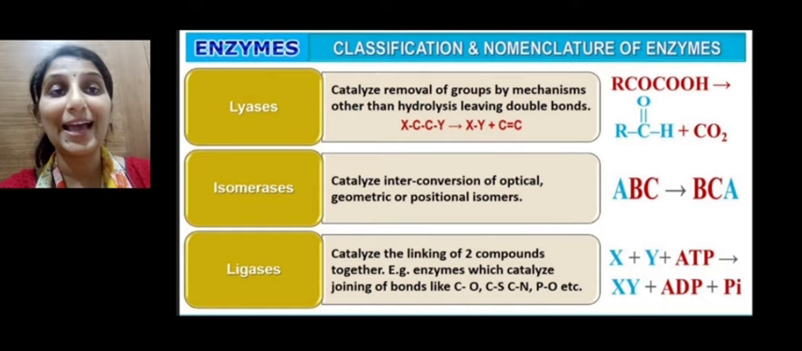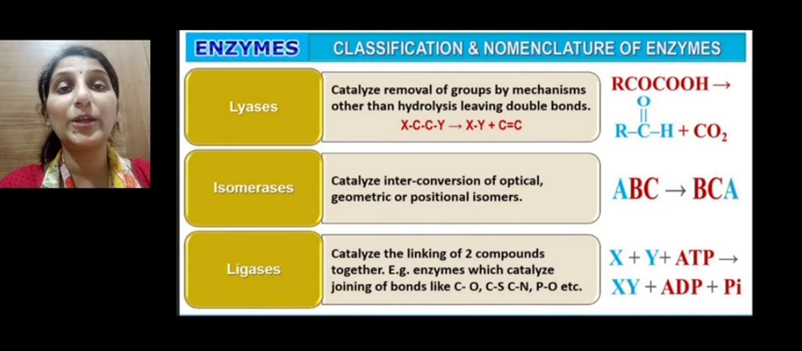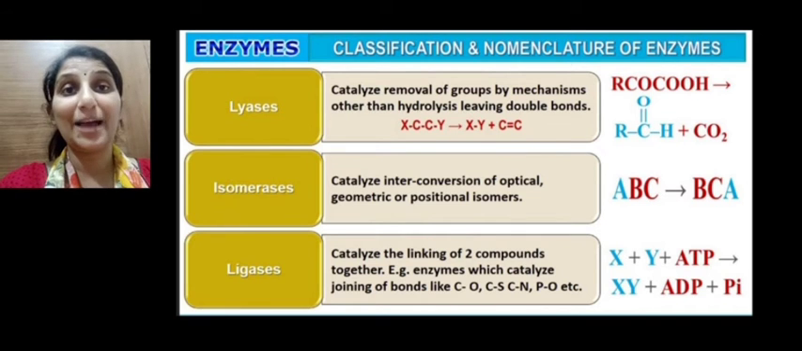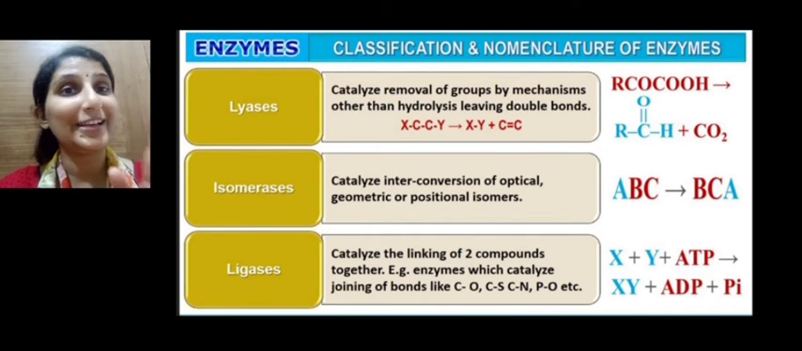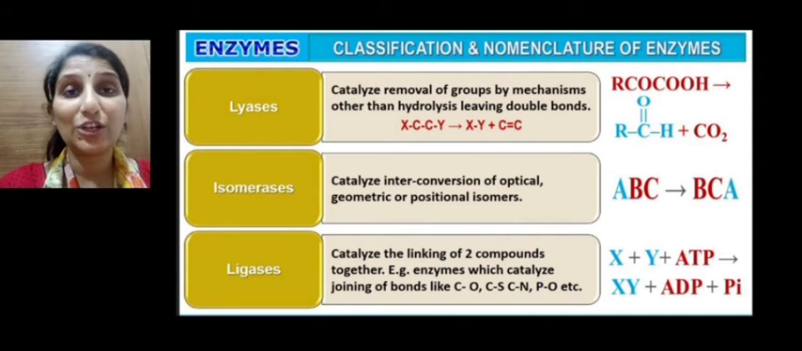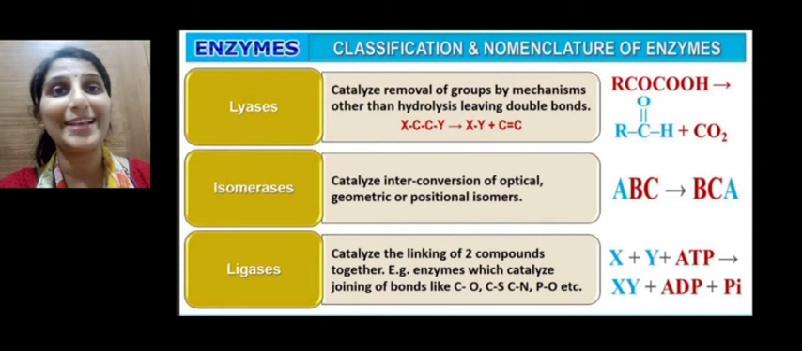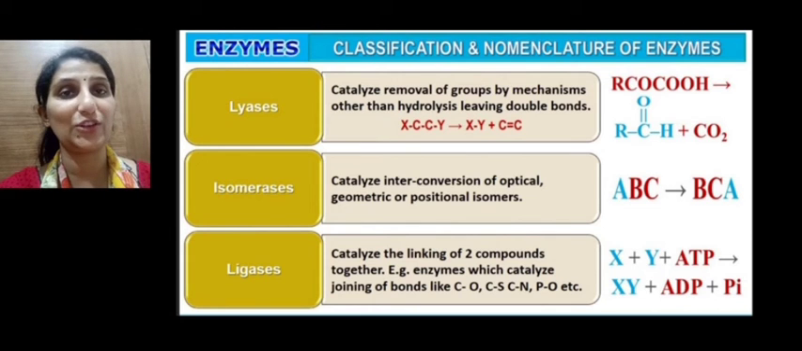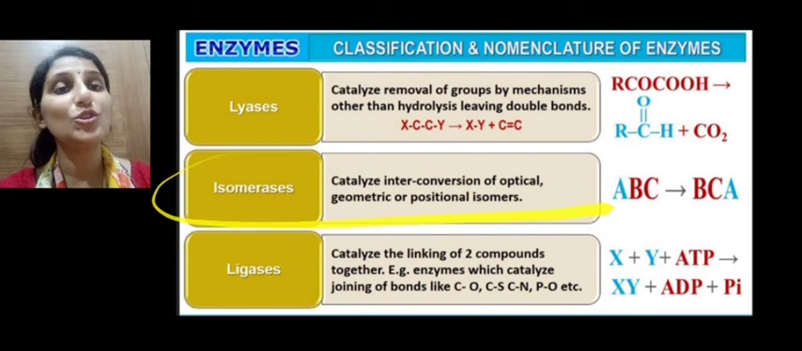Isomerases catalyze the interconversion of optical, geometric or positional isomers. For example, in the case of the Krebs cycle, citric acid is converted to isocitrate. In the case of glycolysis, glucose 6-phosphate is isomerized to fructose 6-phosphate. All these are catalyzed by isomerases.